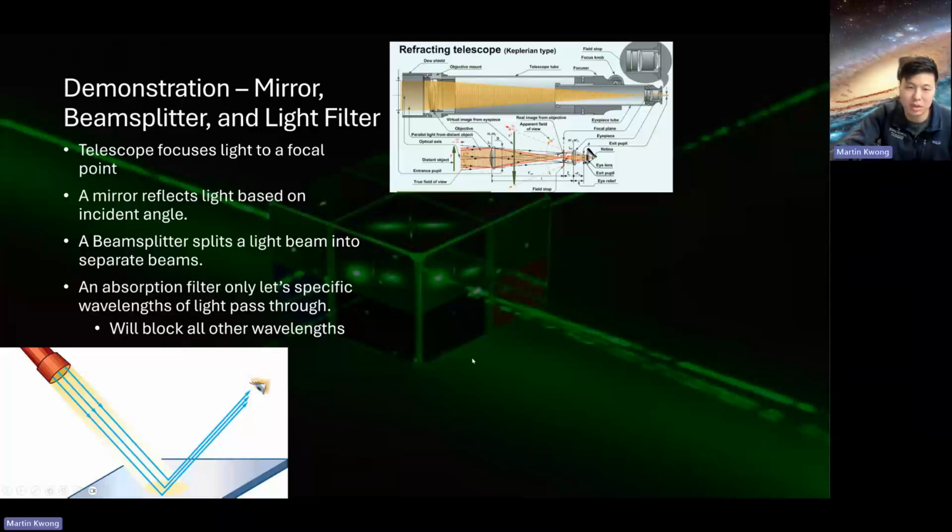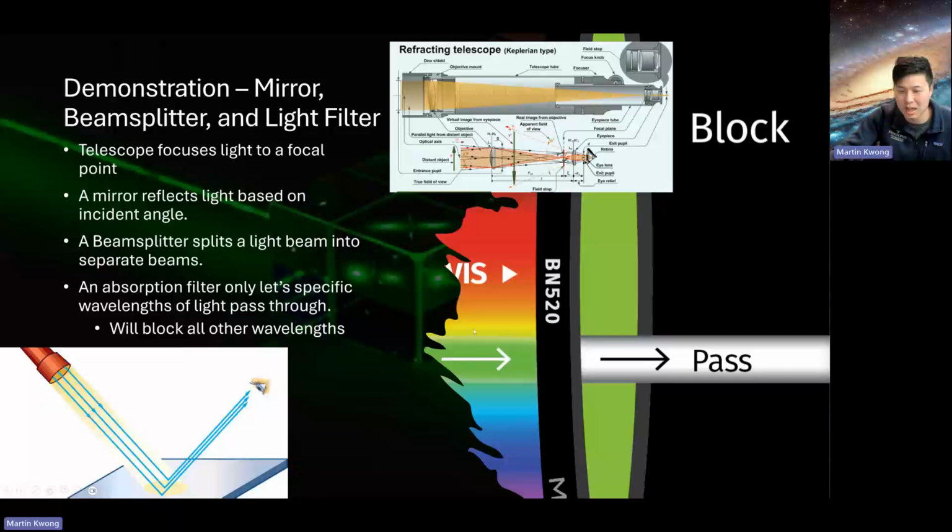An absorption filter only lets specific wavelengths of light pass through, blocking all other wavelengths. You can see this example of all these colors coming in and only allowing green light to come through. The 520 stands for 520 nanometers, which is that wavelength.